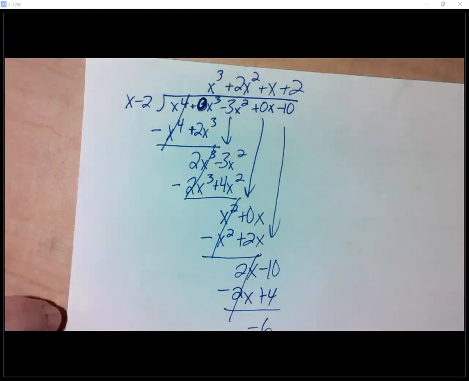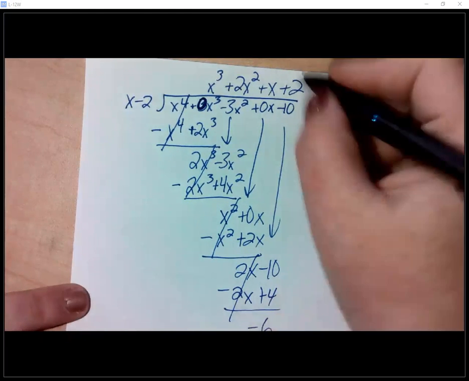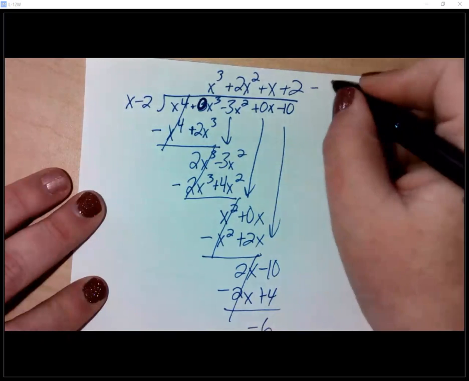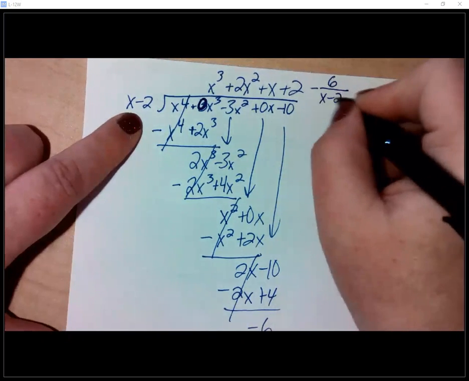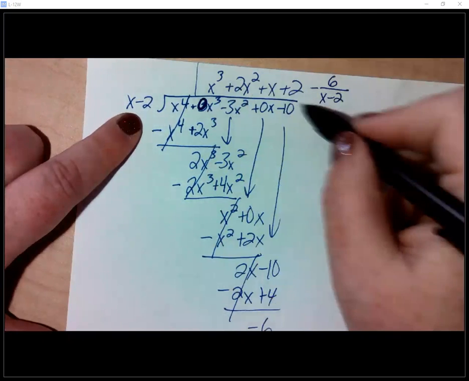So that means I'm just going to write my remainder as minus 6 over whatever you were dividing by, x minus 2. And that whole thing, all of that is my answer.